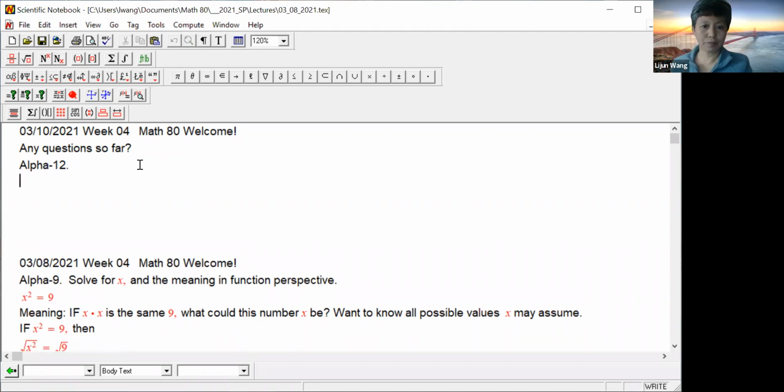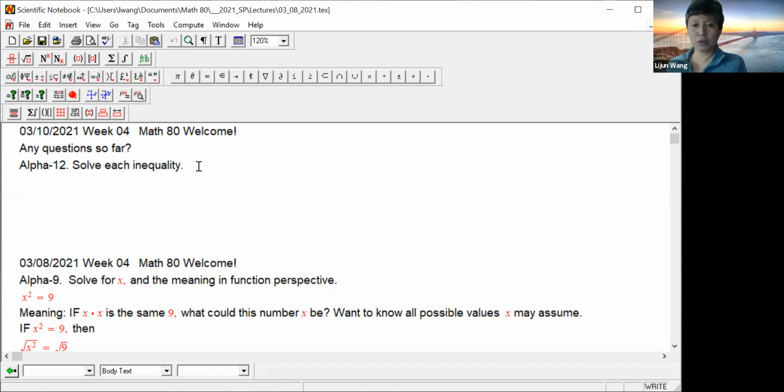Okay, alpha 12. You guys there? Alpha 12 is another kind of if statement. I'm going to give you a different perspective for it. Solve each inequality. Instead of having an equation, instead of an equal sign, we have an inequality.